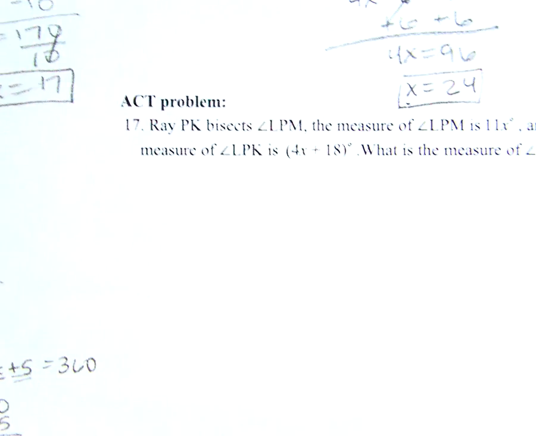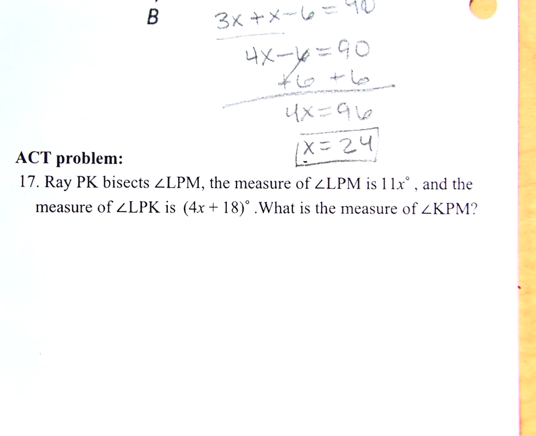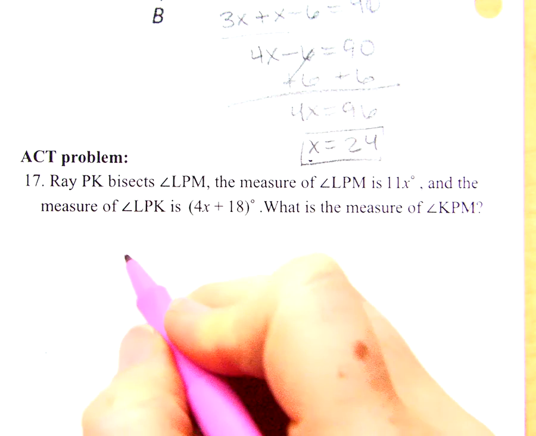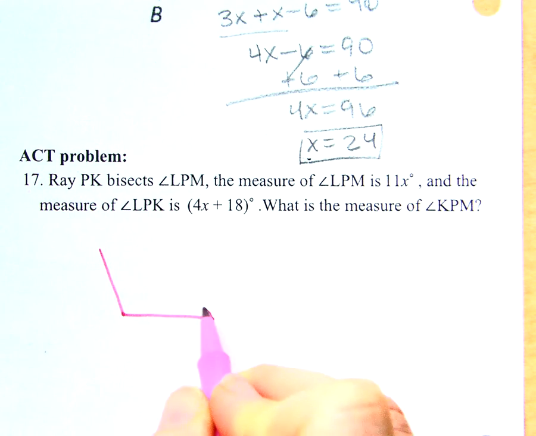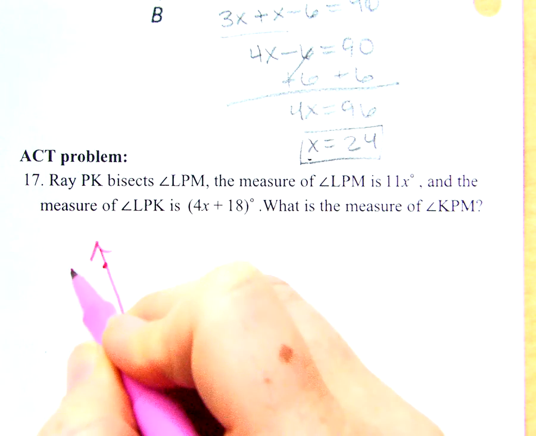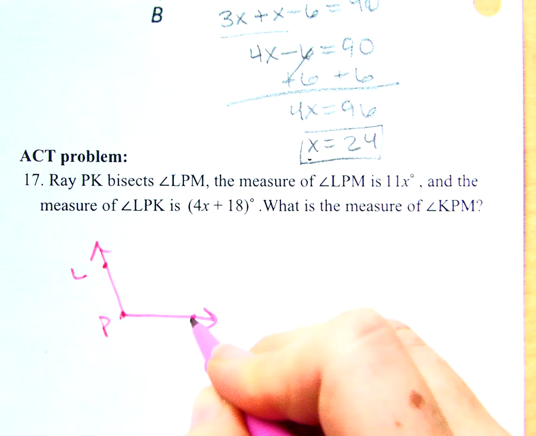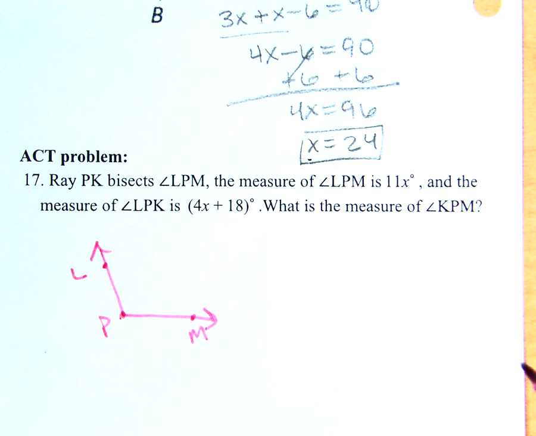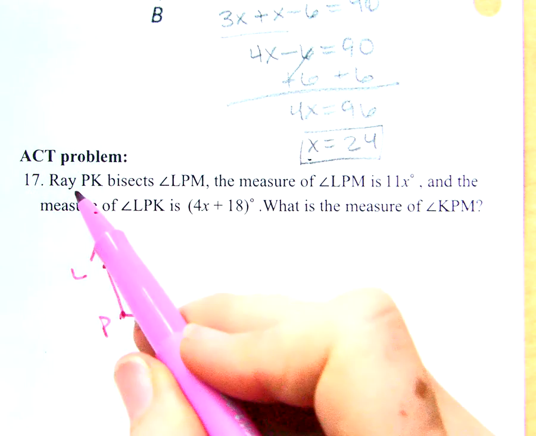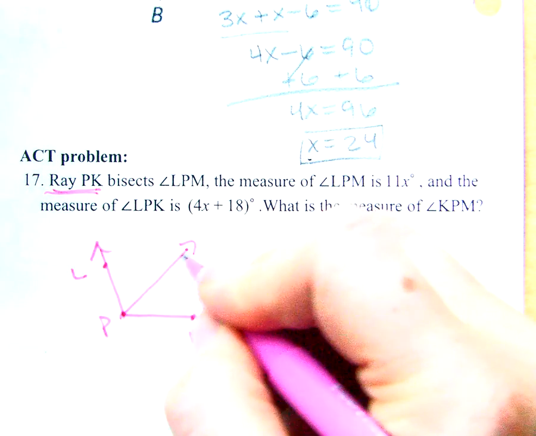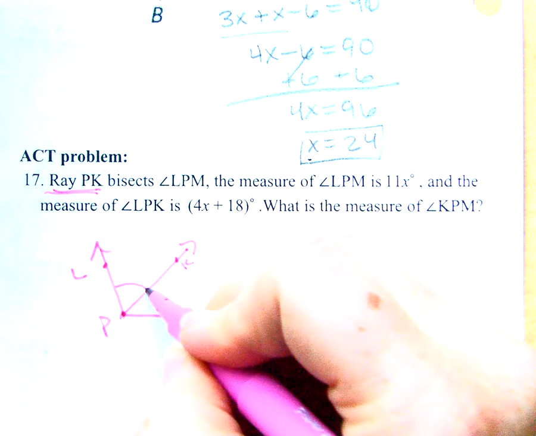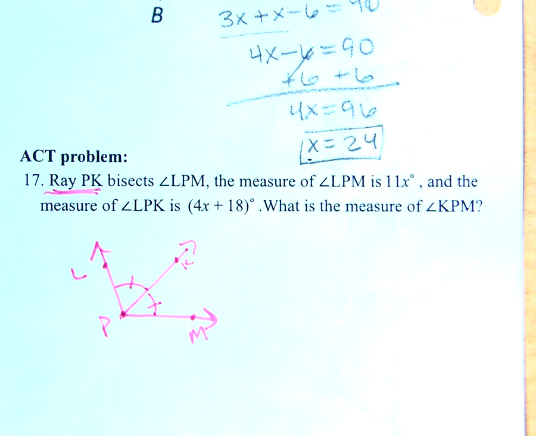Last one, you have to draw the picture. So it says ray PK bisects angle LPM. So if I just draw a random angle, I don't know anything about it, right? Then I've got angle LPM, and I have ray PK bisecting it, right? Bisecting it means this is the same as this.